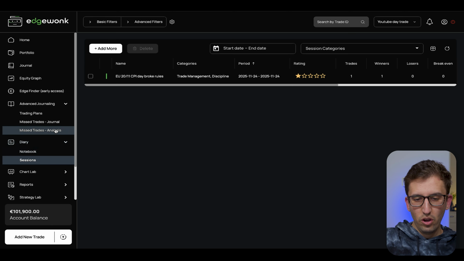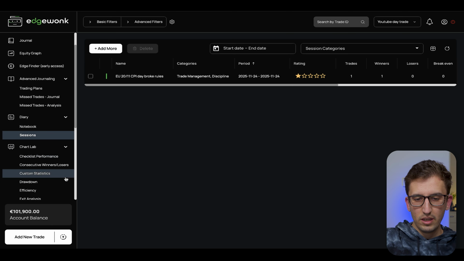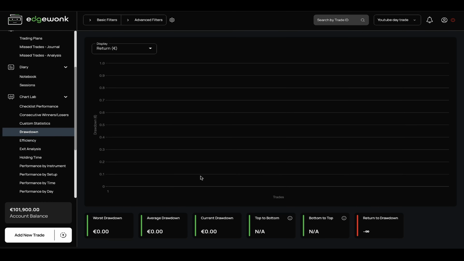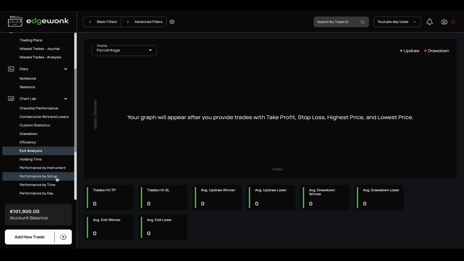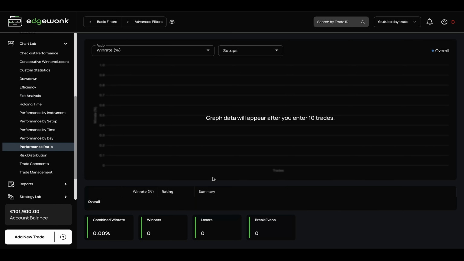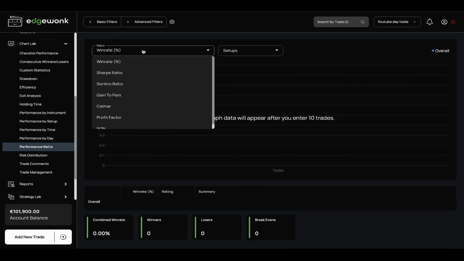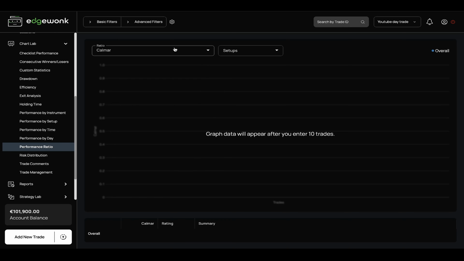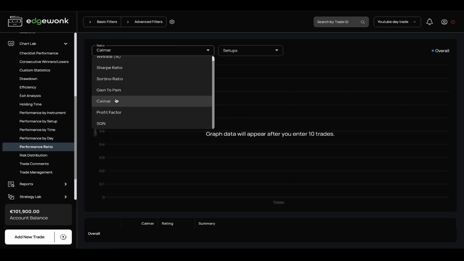And then if you go down to Chart Labs, you can see all these pieces of data here. You can see your drawdown. Obviously, because I don't have a lot of trades put into this, you can't really see. What I like is this performance ratio tool. So you need to put 10 trades in, but it will tell you your win rate, your Sharpe ratio, your Calmar ratio. And yeah, that's really nice that they've got all these things. So if you've got 10 trades, for example, you could do that.